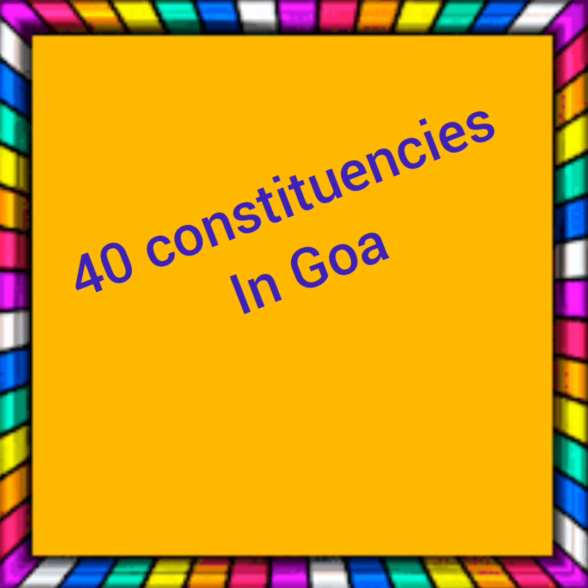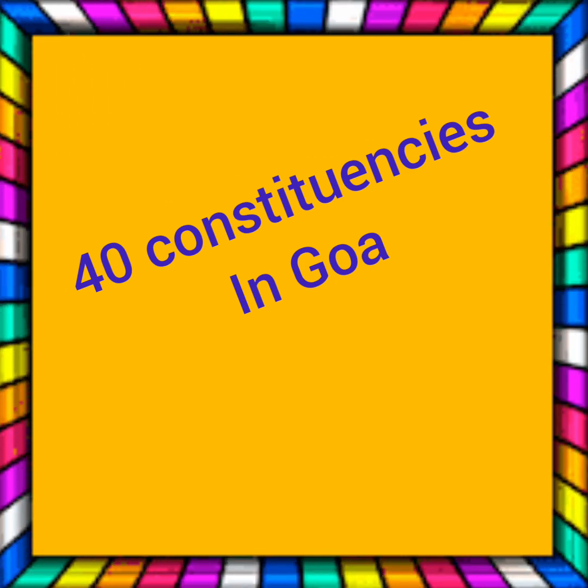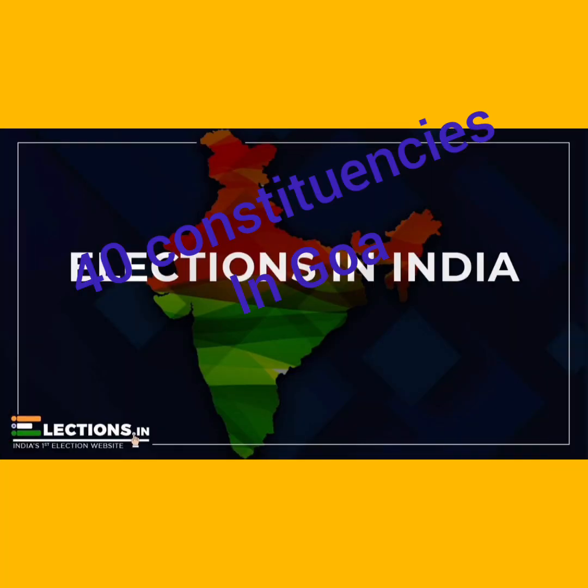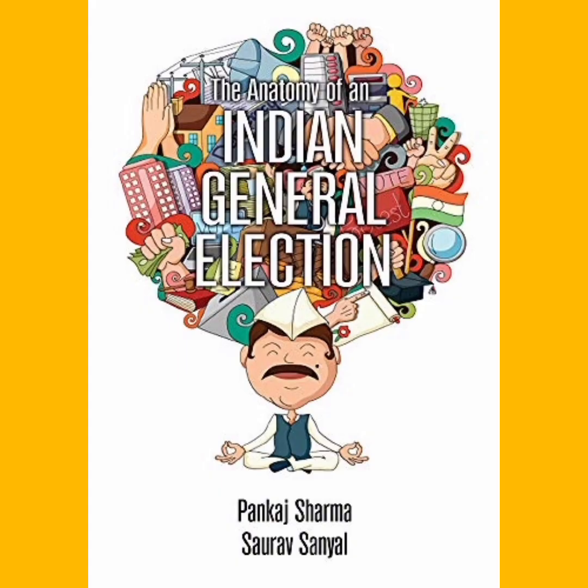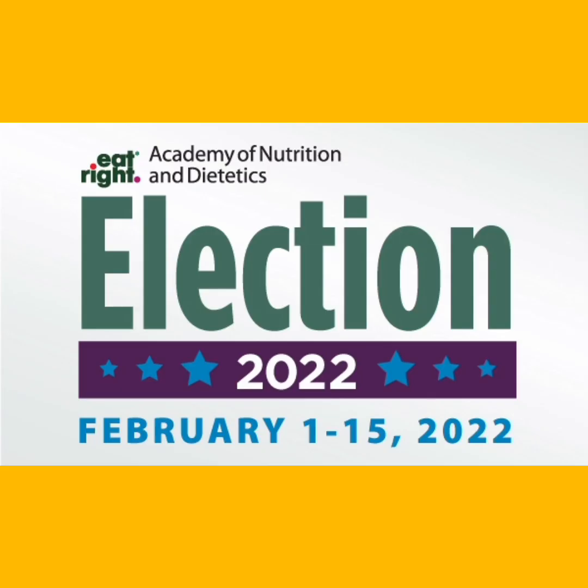In each of the constituencies, there are different candidates contesting for election from the various parties, and the people elect one representative. The person who gets the highest number of votes becomes the representative of that constituency.